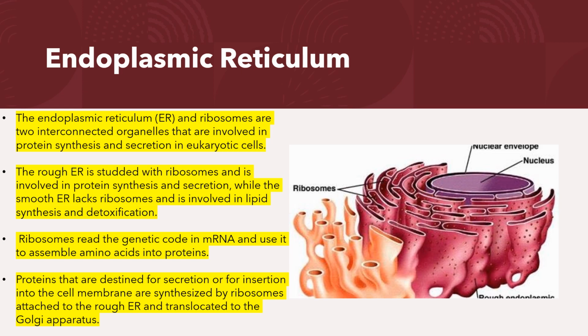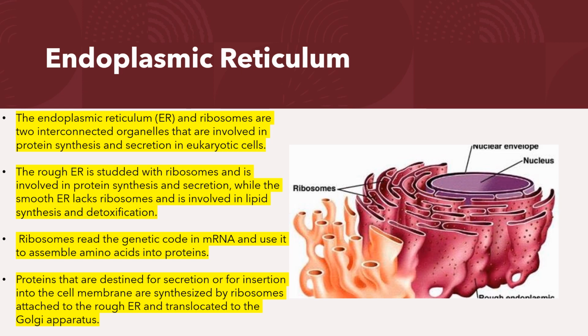Finally, we have the endoplasmic reticulum. The endoplasmic reticulum and ribosomes are two interconnected organelles that are involved in protein synthesis and secretion in eukaryotic cells. The endoplasmic reticulum is a network of membranous tubules and sacs that extends throughout the cytoplasm. As I mentioned earlier, there are two types of ER, rough ER and smooth ER.